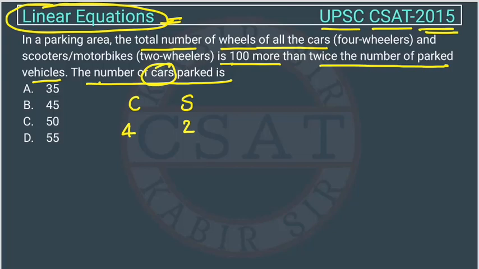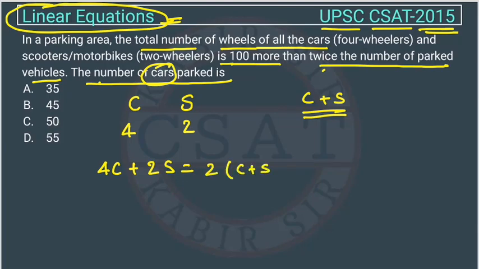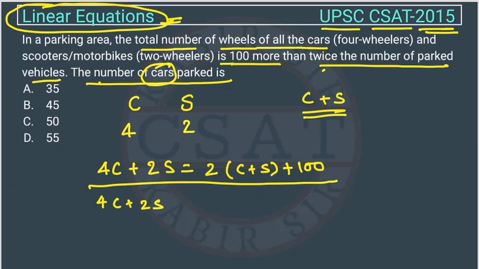So they have given the total wheels. So the total wheels will be how much? 4c plus 2s. This is equal to, they have given, 100 more than twice the number of parked vehicles. So the number of parked vehicles will be c plus s, right? So they have given it is equal to twice the number of parked vehicles plus 100, right? If you can make this equation, you can solve it very easily. So this will be 4c plus 2s equal to 2c plus 2s plus 100.